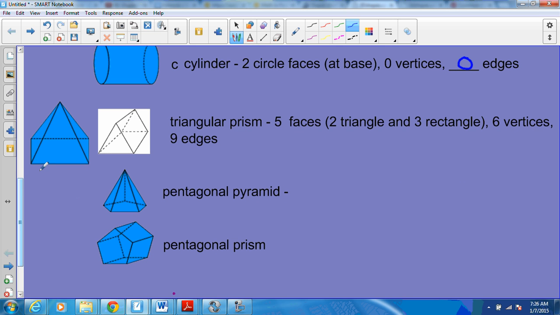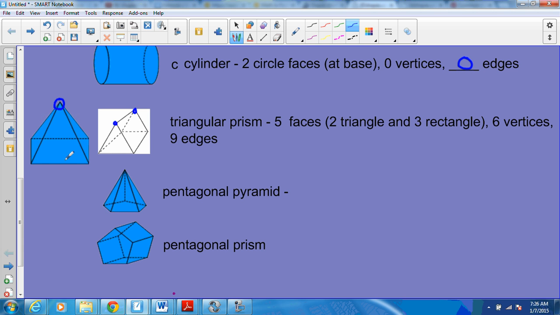Now, this is a triangular prism. It is very different from a pyramid. And I put a pyramid next to it so you can see the differences. See how the pyramid comes to one point at the top? The triangular prism has 2 points at the top, one here and one here. Another difference is a pyramid has triangles all around the sides of it and only one square at the base.